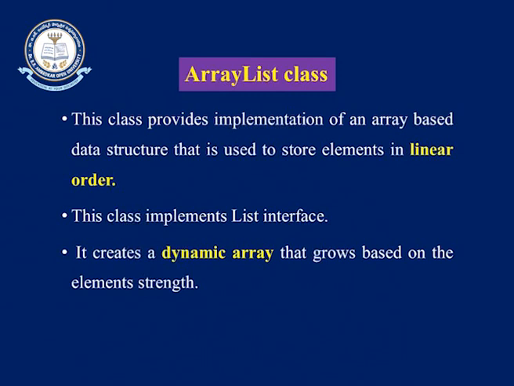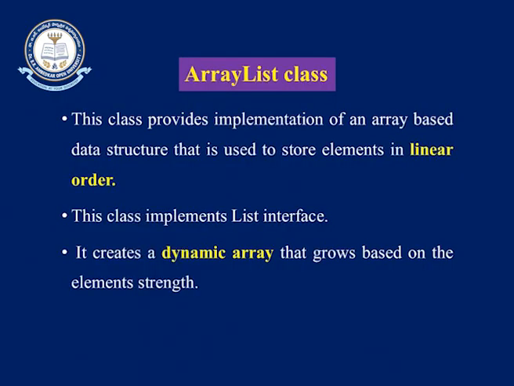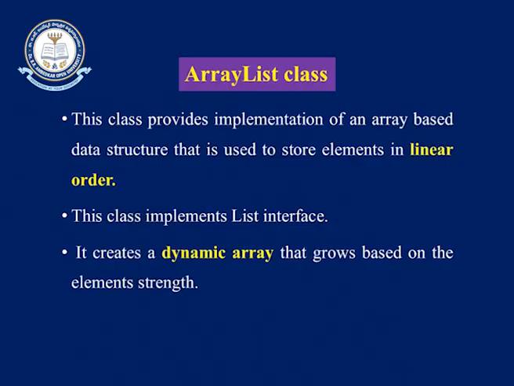Okay. Then the ArrayList class provides implementation of an array based data structure that is used to store elements in linear order. This is an important point. In the ArrayList, the elements are stored in linear order, in sequential order, one after another. This class implements the List interface. Just now we have already seen the hierarchy of the collection framework. In the List interface, we have the ArrayList class, already I have shown to you. It creates a dynamic array that grows based on the number of elements. So, this is the advantage of the ArrayList.